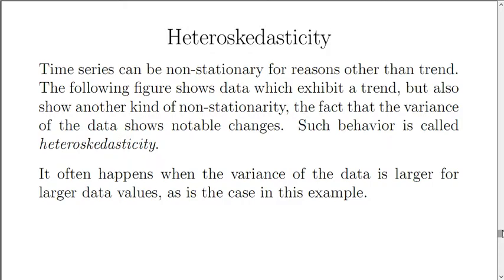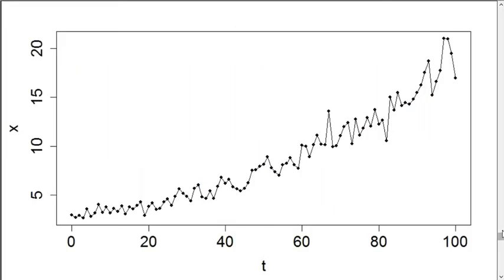For instance, the figure we're about to look at shows data which exhibit a trend, but it also shows another kind of non-stationarity, the fact that the variance changes over time. That kind of behavior is called heteroskedasticity. And it often happens that the variance of the data is larger when the data itself is larger, as is the case for this example.